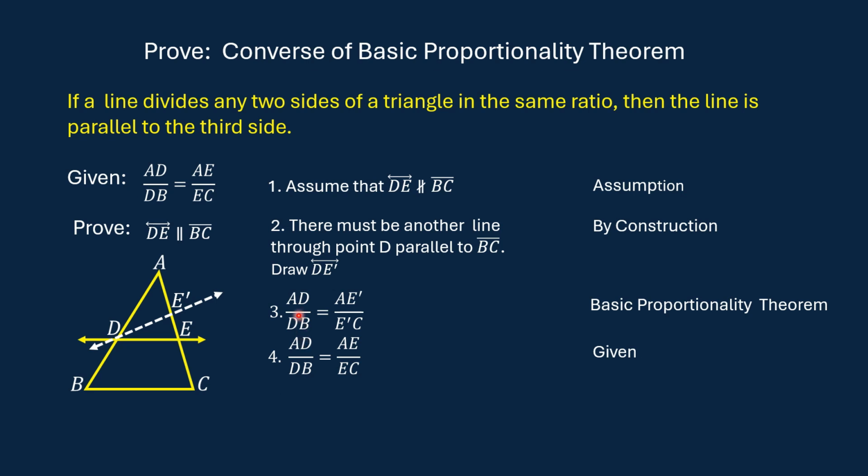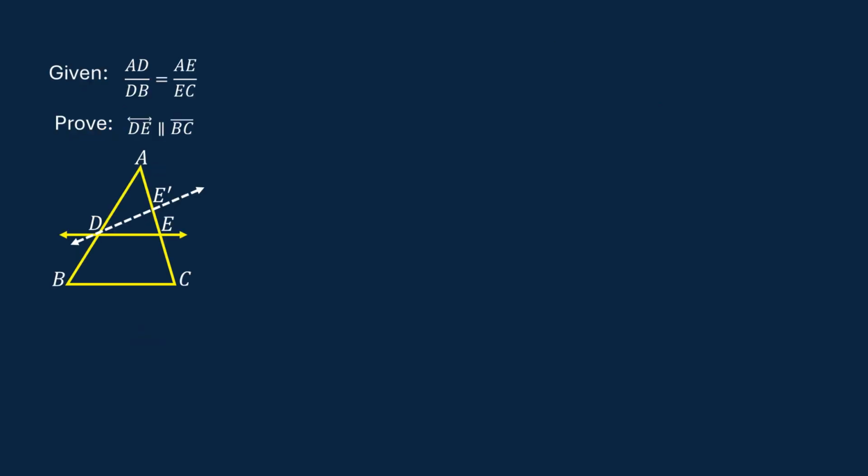Now let us look at step number 3. We have here on the left side of the equation AD over DB. And in step 4, we have also AD over DB on the left side of the equation. Therefore, we can say by transitive property of equality that AE prime over E prime C is equal to AE over EC. We have now AE prime over E prime C is equal to AE over EC by transitive property of equality.